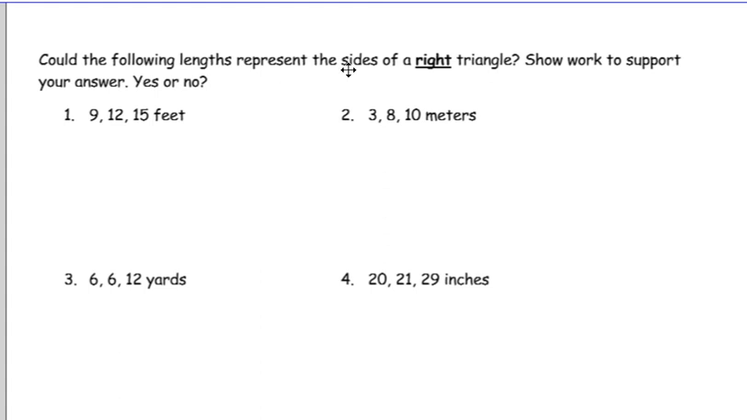Could the following lengths represent the sides of a right triangle? So first we're going to look at the side lengths, 9, 12, 15. So 9 squared plus 12 squared must equal 15 squared.